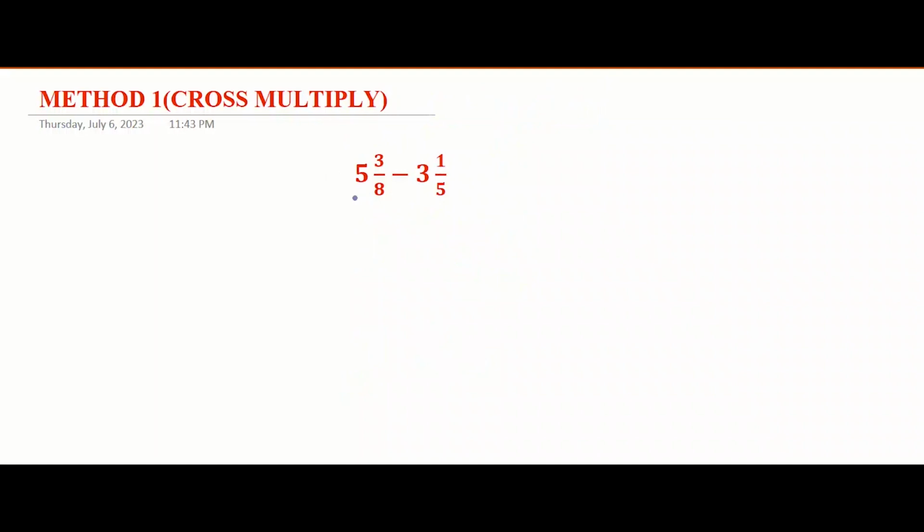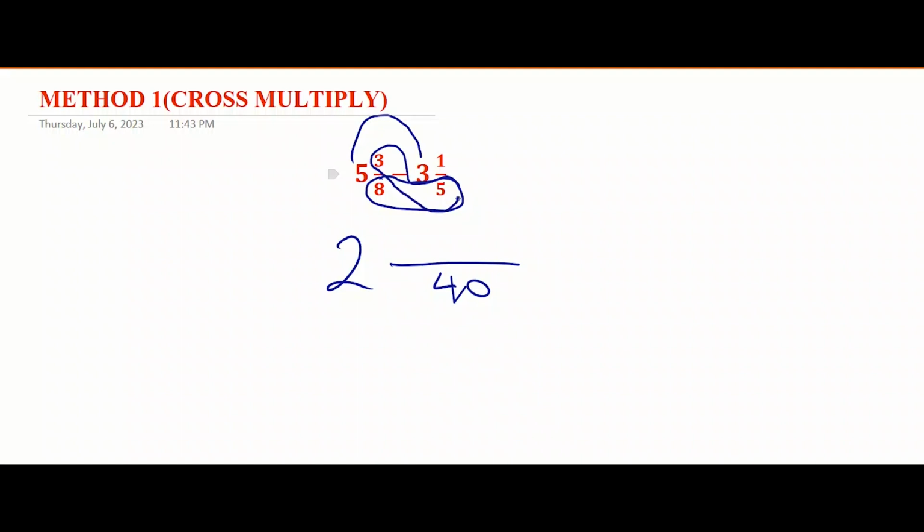So that will be cross multiply. Similarly, we need to subtract 3 from 5. That will give us 2 whole number. Then we need to cross multiply by multiplying 8 by 5 to get the denominator. That will be 40. Then we multiply 5 by 3, so that will be 15. Then minus, we also multiply 8 by this 1 here, so that will be 8 by 1.